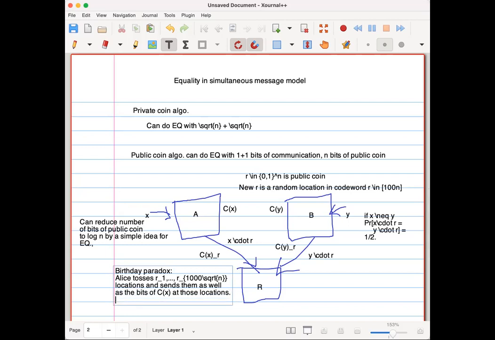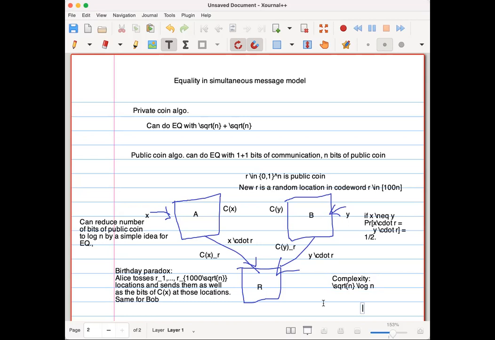Now the protocol is just this: suppose you had a public coin. That public coin would be an order log n long public coin, that is, it's in the box 100n. Why? Because that public coin is essentially a pointer to a location in the codeword. So Alice and Bob look at the bit in that location and send it to the referee, and the referee just compares. If they're equal, I'll say equal. If they're not equal, I'll say not equal.